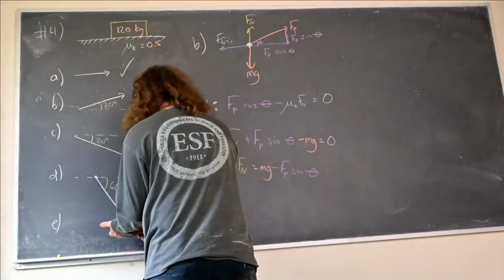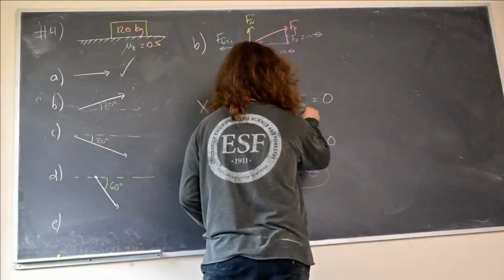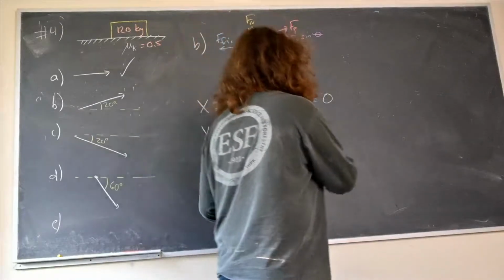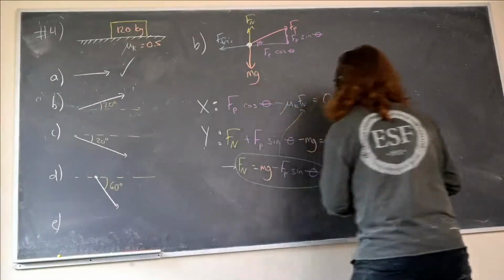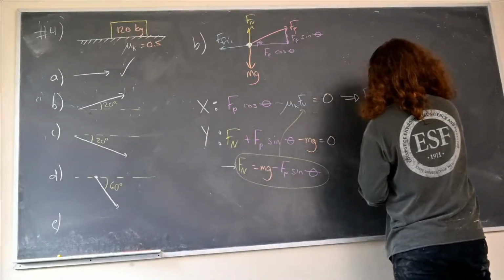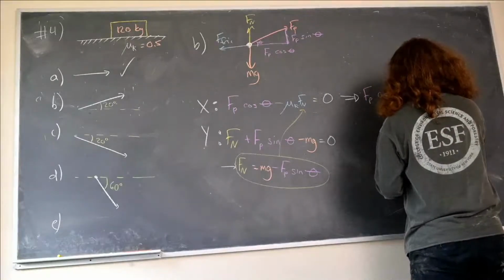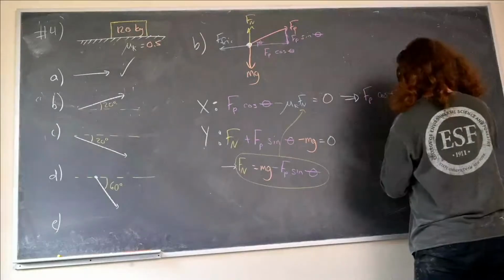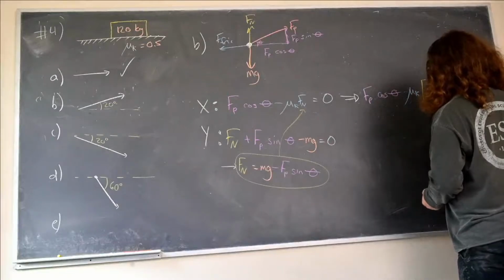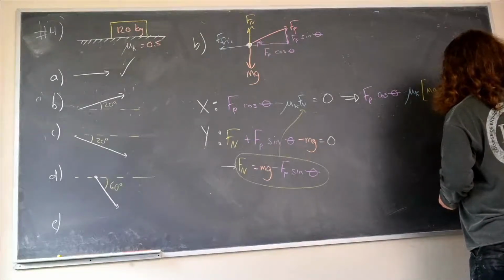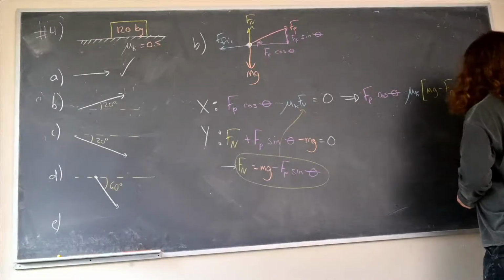So now we're going to take this expression. We're going to stuff it in there. And that gives me Fp cosine theta minus mu k times the thing I just found, which is mg minus Fp sine theta, equals 0.